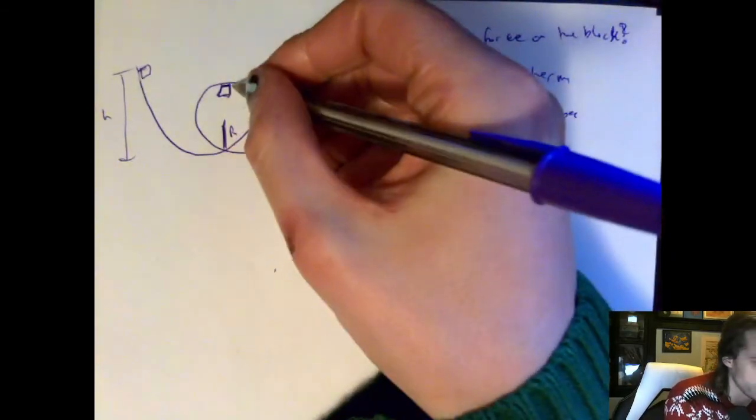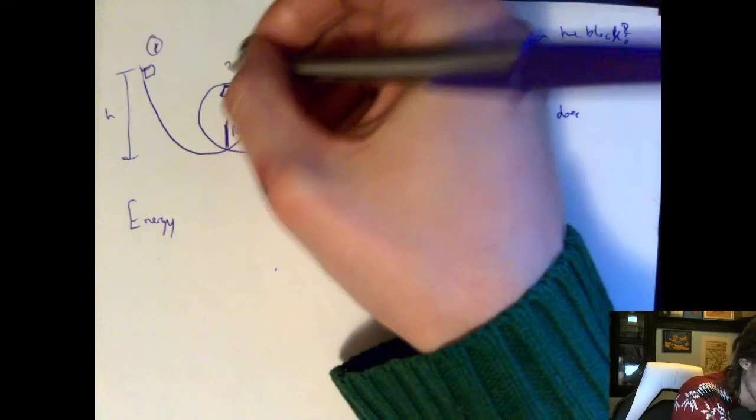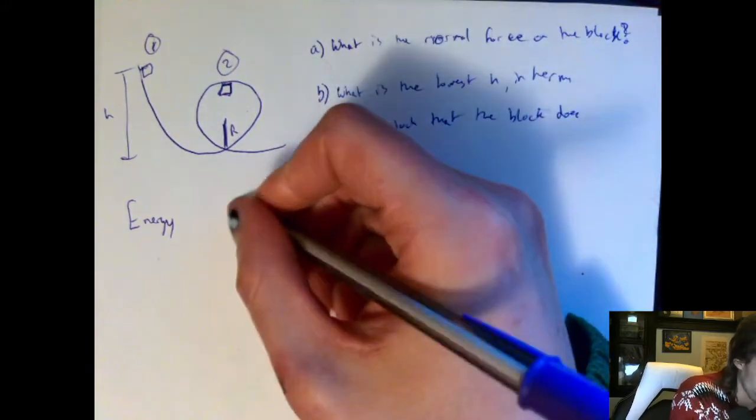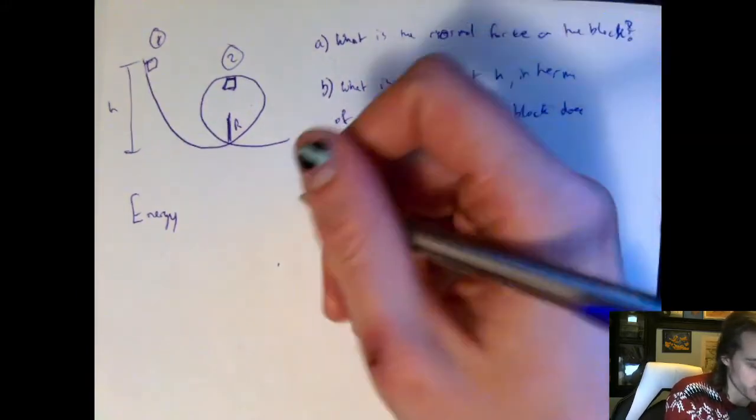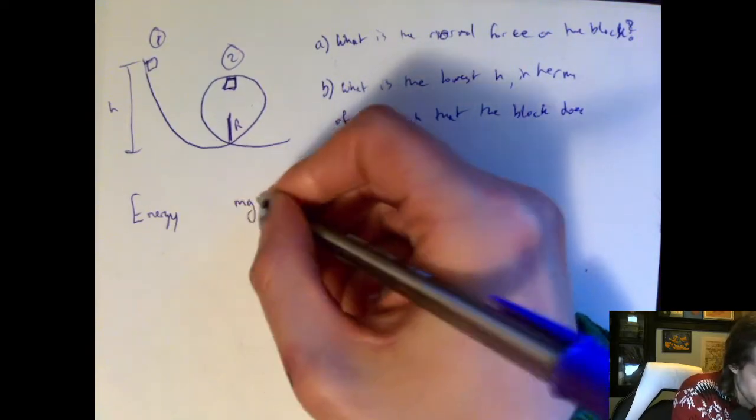The second thing I see is that there's a circle. So first off, I'm thinking about energy. If I'm thinking about energy, then we're going to have location 1 and location 2, and the energy at location 1 is going to be equal to the energy at location 2. So in particular for this one, we're going to have mgh.